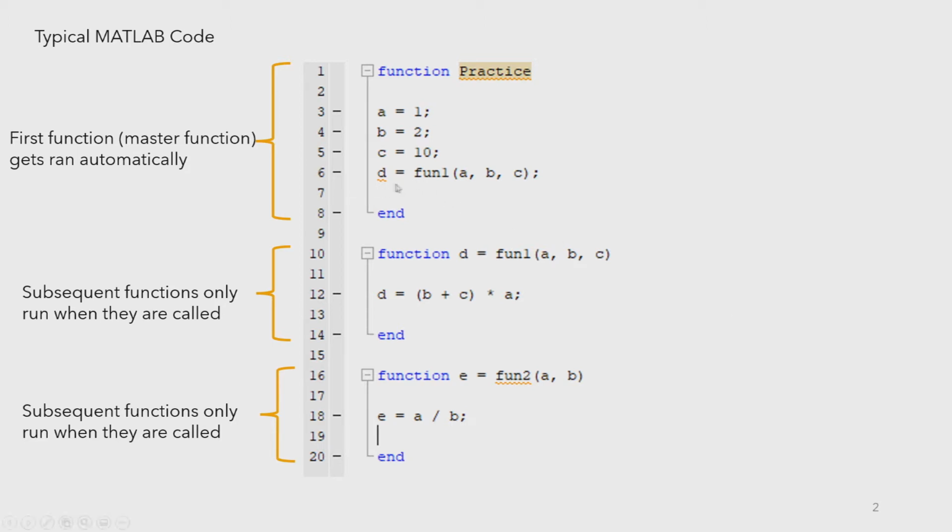So here in line 6, we do call fun1. Therefore, this equation and this function will all run. But fun2 is not called in either the master function nor the subfunction, which was already being run. Therefore, it has a red squiggly mark and it is not getting run.